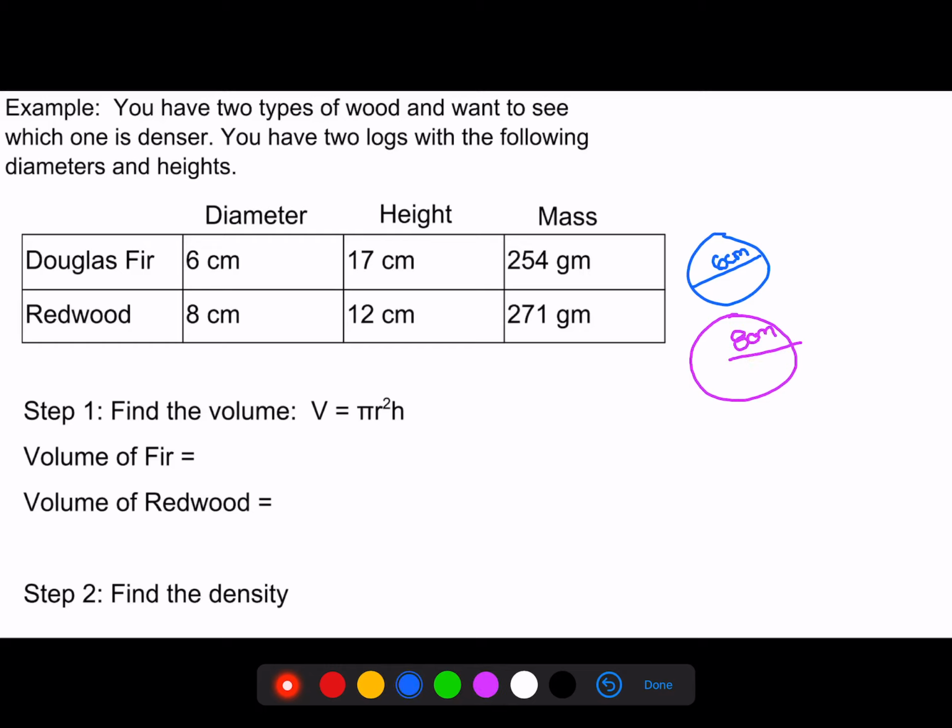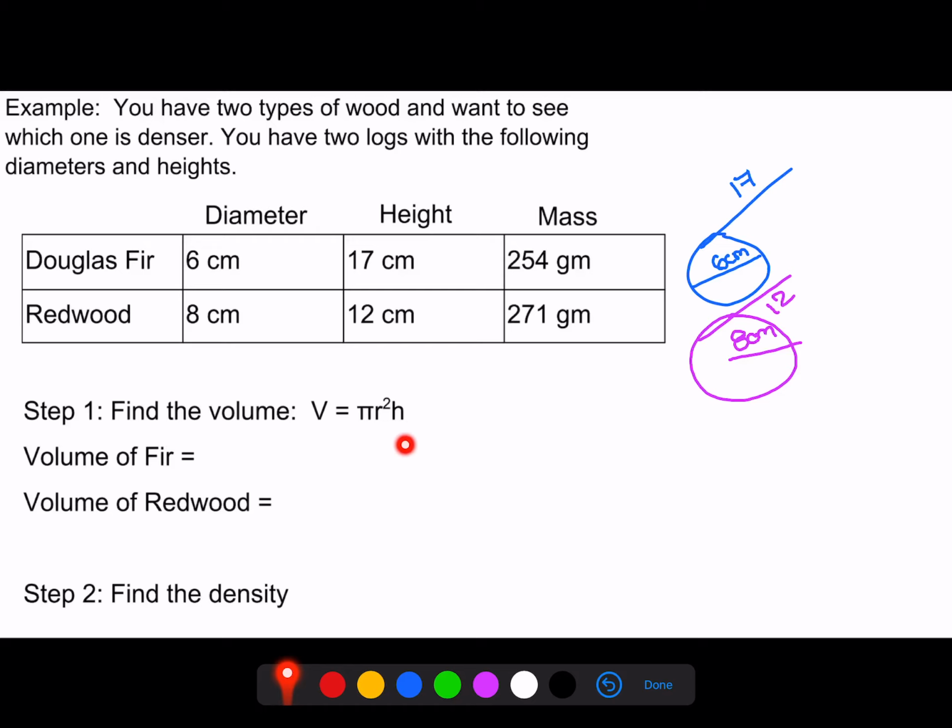Now, the height of both of these is different. The height of the Douglas fir is 17. Meanwhile, the height of the redwood is a little bit shorter at 12. So, we also know their mass. That'll be useful when we get to step 2. But step 1, we just need to find the volume. So let's go ahead and do that.